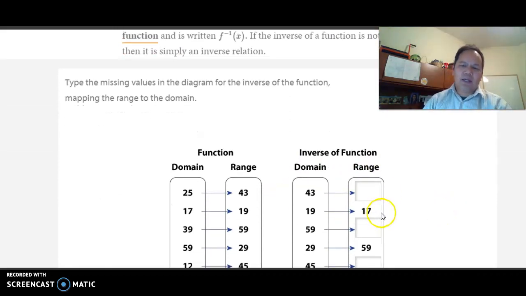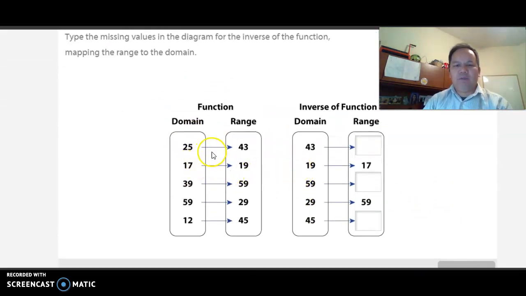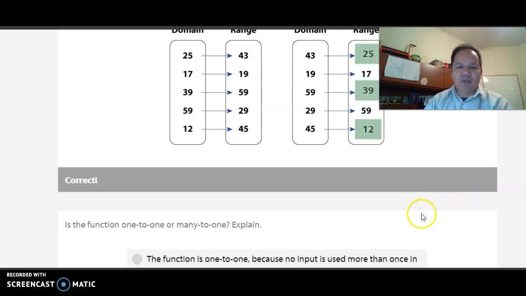So here's an example. This is a function, and to find the inverse, all you do is switch the x and y. So the range is now the domain. 59, 39 becomes 39, 59. You just flip them. And then 12, 45 becomes 45, 12. So the domain becomes the range and the range becomes the domain. Check your answer here. And they are correct.